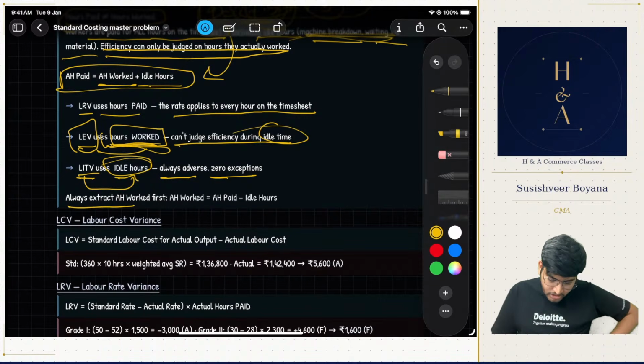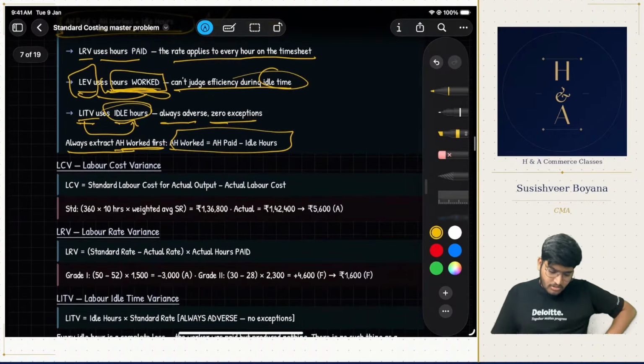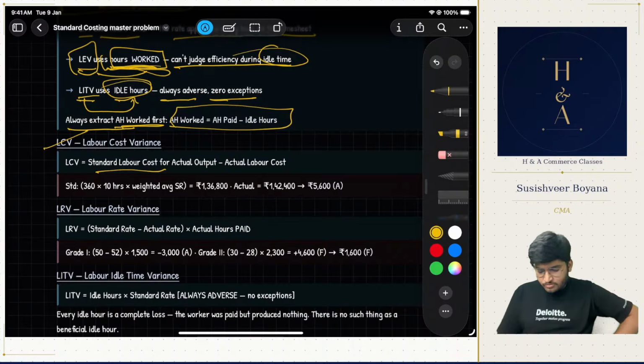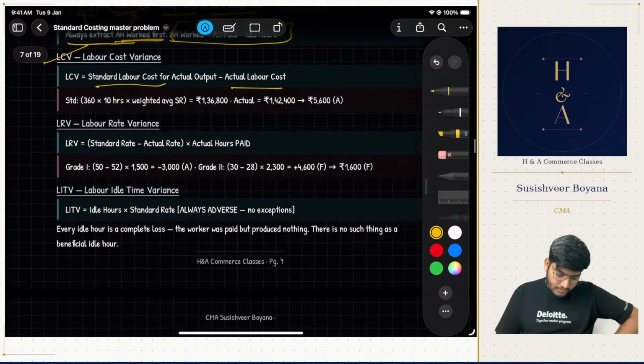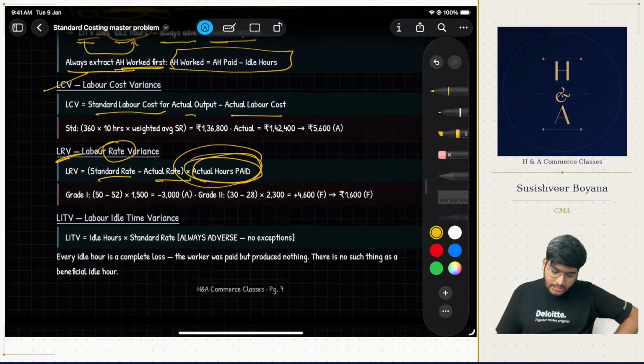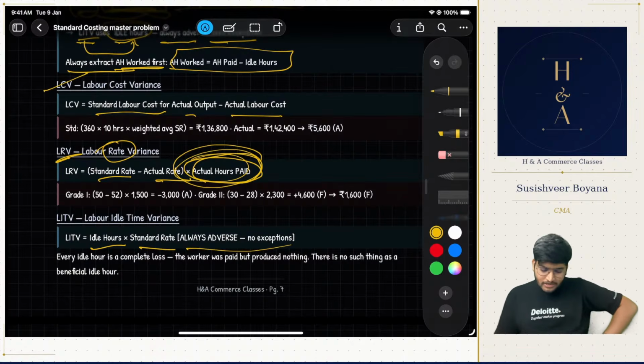Always extract actual hours worked first. Actual hours worked, we already know the formula. Cost variance: standard cost of actual output minus actual cost. Okay, sorry. Labor rate variance equals standard rate into actual hours paid. We're talking about rate, so total hours paid. When it is idle time into standard rate, it is always going to be adverse.